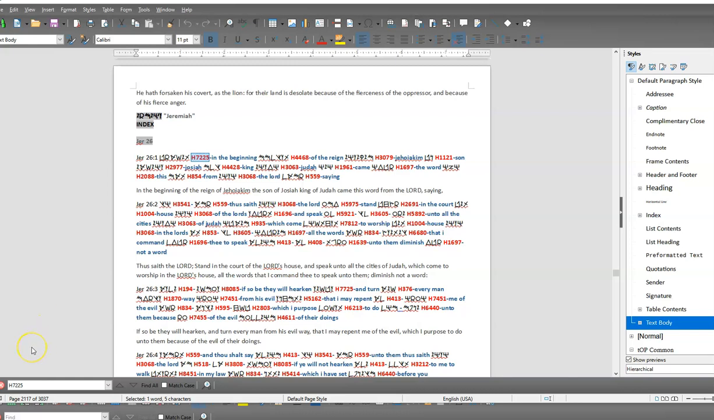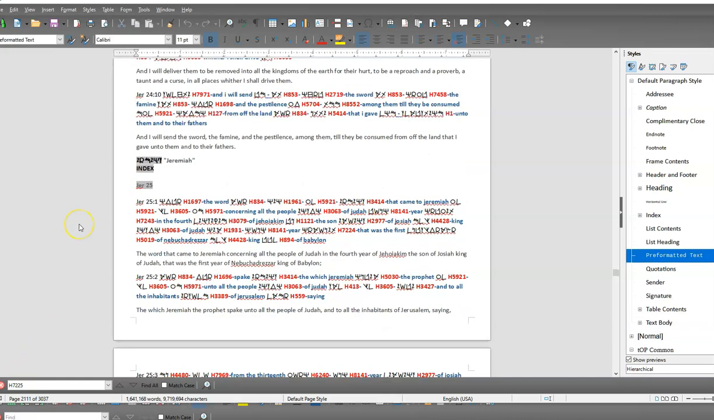The problem here is when we track back a little bit to the chapter just before this, Jeremiah 25:1. When we go back to Jeremiah 25:1, what do we see? We see him dating it again. The word that came to Jeremiah concerning all the people of Judah in the 4th year of Jehoiakim, son of Josiah, king of Judah. Jeremiah is dating chapter 25 as the 4th year of Jehoiakim. The 4th year of Jehoiakim.